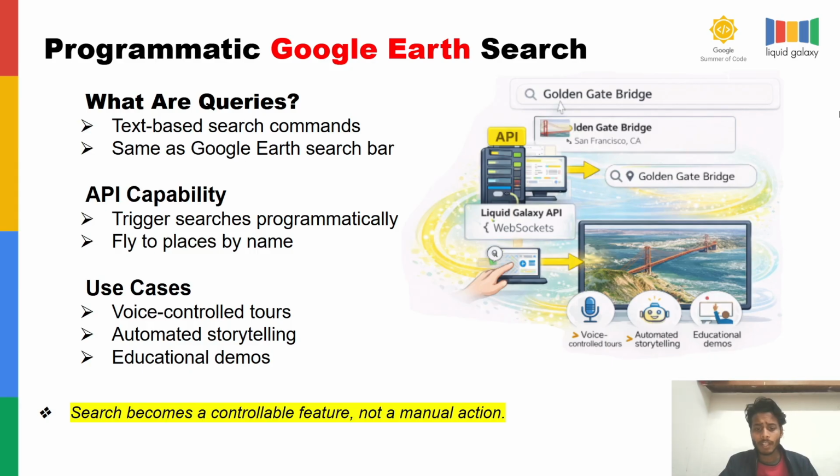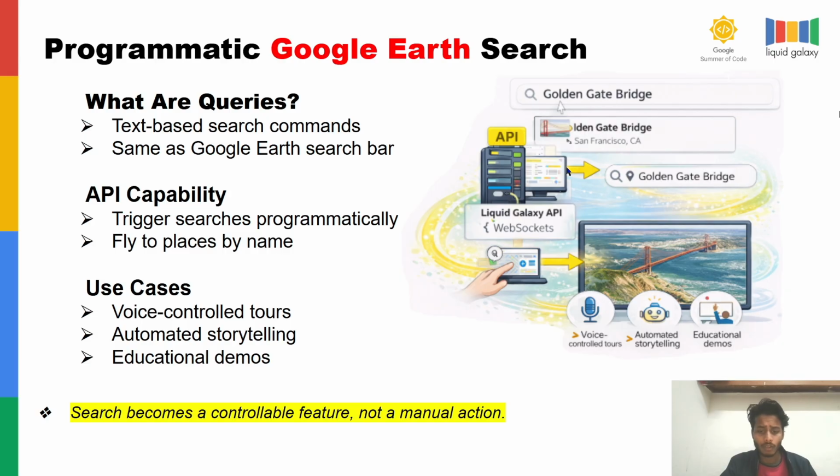So once the camera control becomes clean and predictable, the next thing we can control is search. Normally in Google Earth, search is a manual action. You type something into the search bar and press enter. With the API, search becomes programmatic. The query is just a text string, the same text string you would type into Google Earth. For example, Golden Gate Bridge. The API can send this query directly to the rig. So instead of someone manually typing, the system triggers the search automatically and flies to that place.